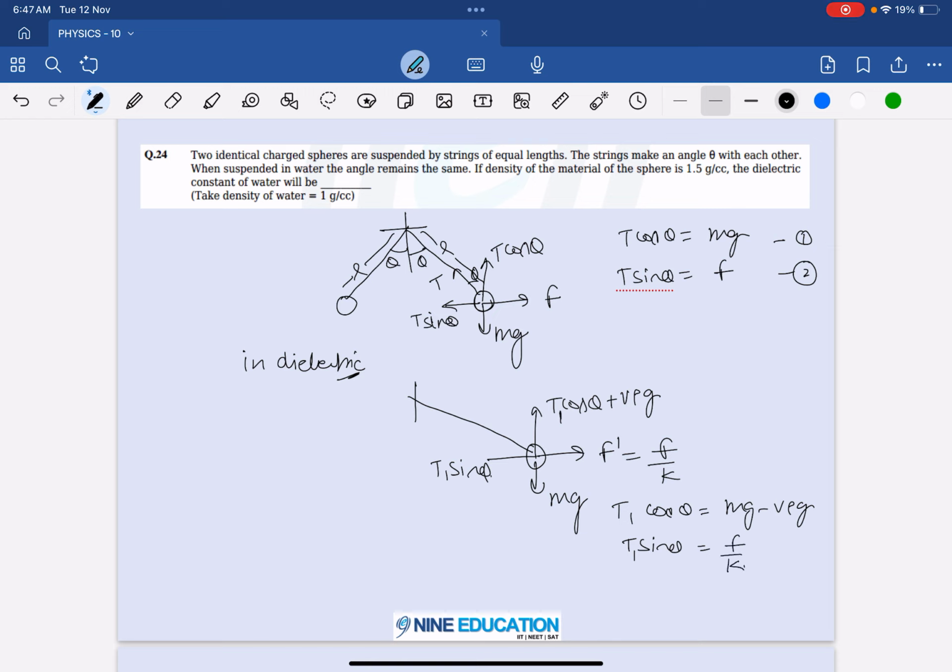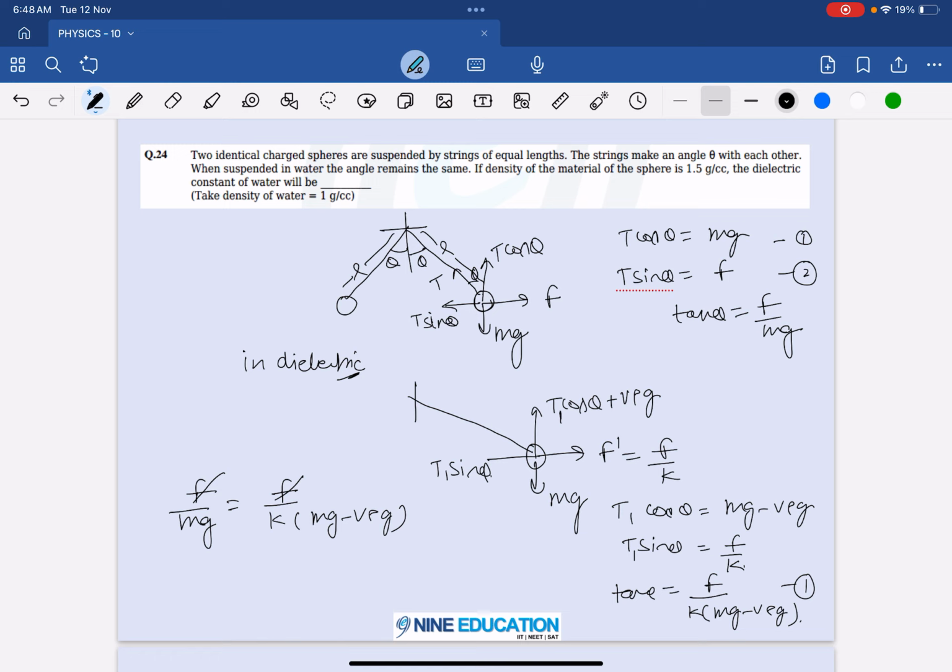Sir, from here I am able to see that tan theta is basically f by mg, and from here tan theta is f by k(mg minus v rho g). Correct? In both cases tan theta is the same, so we can say f by mg equals f by k(mg minus v rho g), right? F cancels.